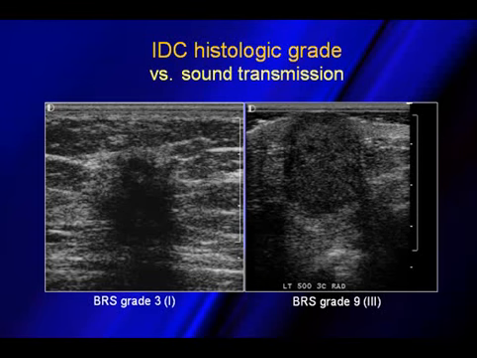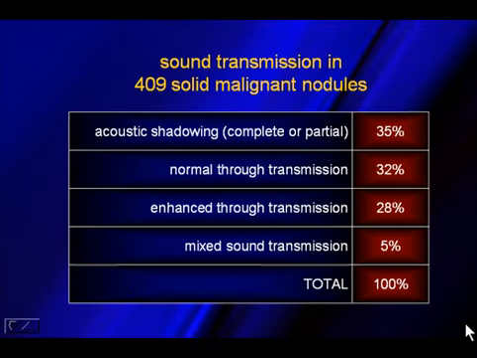If we look at the histology grade versus sound transmission, your low-grade ductal cancers, invasive ductal carcinomas, tend to have shadowing seen behind them. High-grade invasive ductal cancers tend to have enhanced through transmission seen behind them. We did a study looking at 409 solid malignant nodules, and we could see acoustic shadowing, either partial or complete, 35% of the time, normal sound transmission behind the lesion 32% of the time, enhanced through transmission about 28% of the time, and mixed findings 5% of the time.